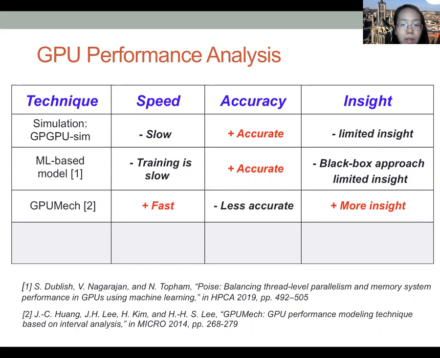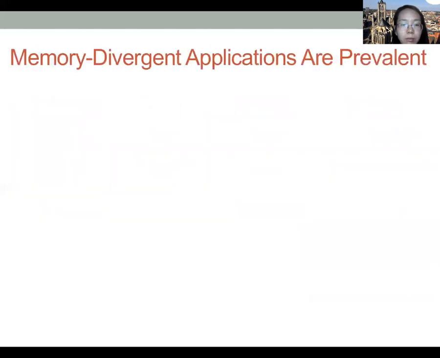An alternative is an analytical model such as GPUMech, which captures the performance-related behavior through a set of equations and provides more insight. GPUMech is fast but inaccurate. In this paper, we propose the memory divergence model, which is both fast, more accurate, and provides more insight.